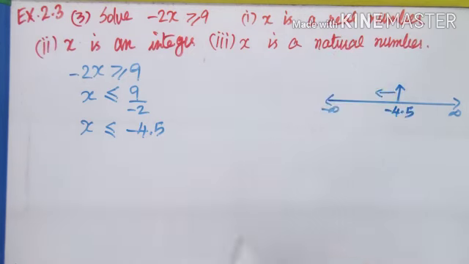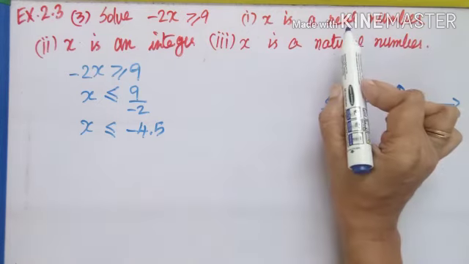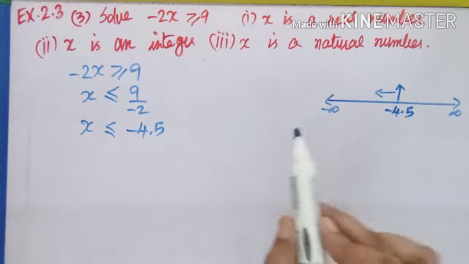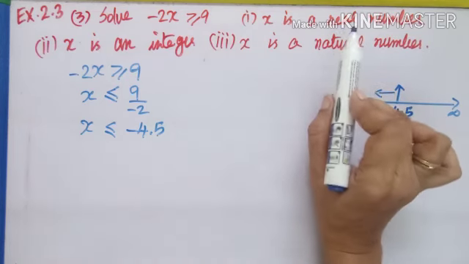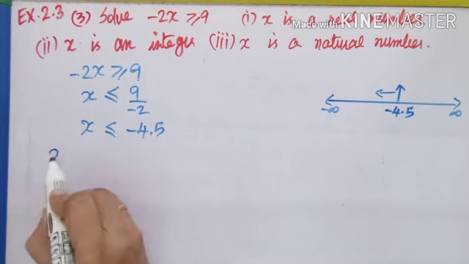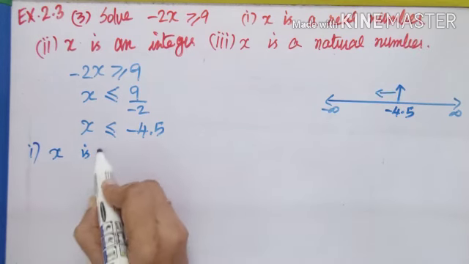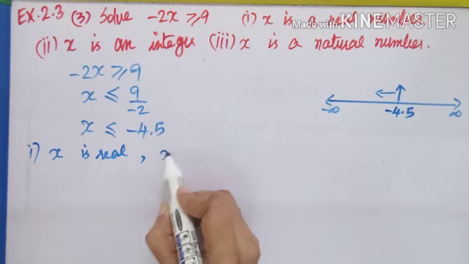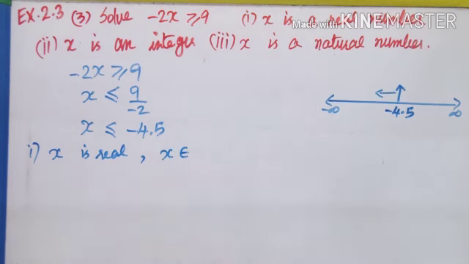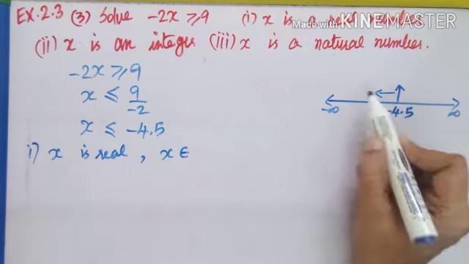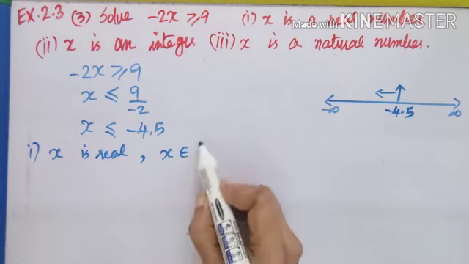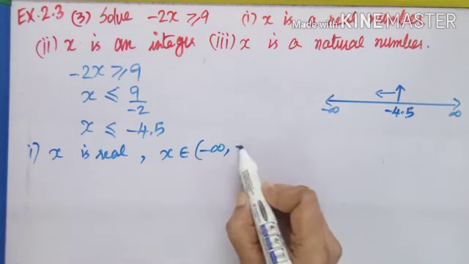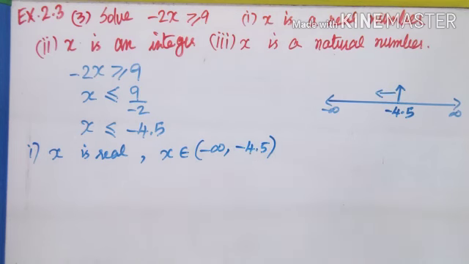Whenever we are in real numbers, I cannot say 3, 2, 1 like that. Real numbers means all the decimals and fractions. So I have to give only an interval. My question is x is real. When x is real, x belongs to the interval. My question is below minus 4.5. So this side it is minus infinity and this side it is minus 4.5. So minus infinity to minus 4.5 is my answer.